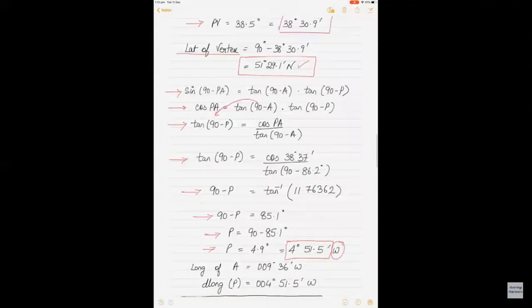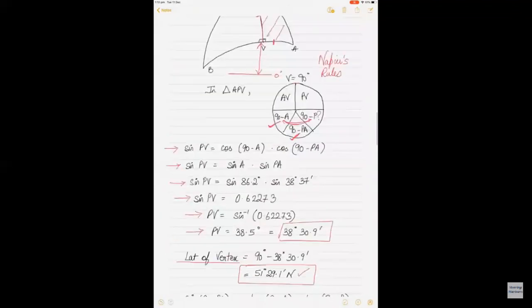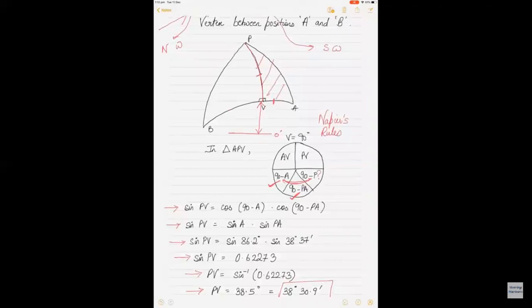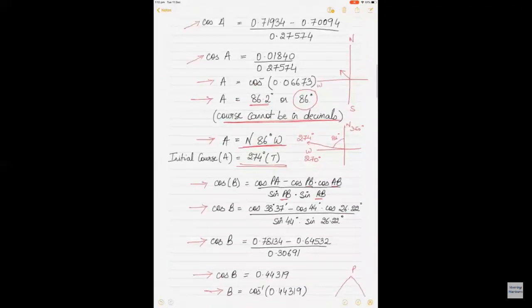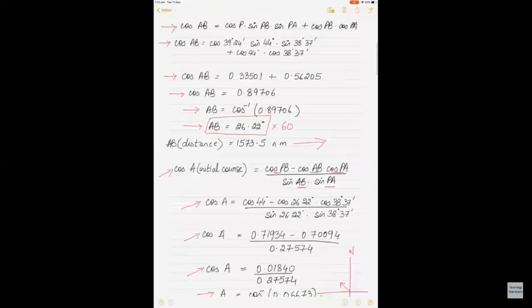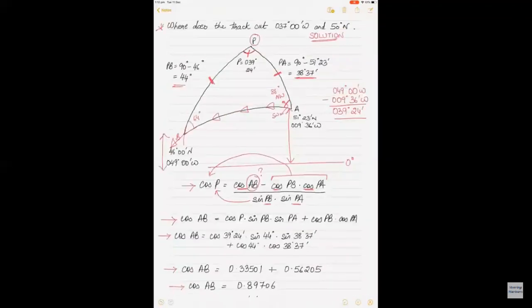Now why I have named it west is, if I go back to the diagram here, you can see that V is on the west of A. Let's go back to the first diagram, then it will be clearer because I have written all the values of the longitude there. You can see A is 009 degrees 36 west, B is 049 degrees west, but the vessel is going further west.